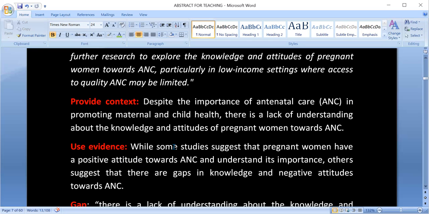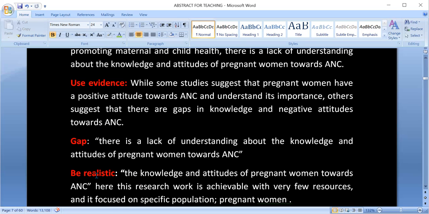It says, while some studies suggest that pregnant women have a positive attitude towards ANC and understand its importance, others suggest there are gaps in knowledge and negative attitude towards ANC. It's an evidence. It identified a gap. It says there is a lack of understanding.